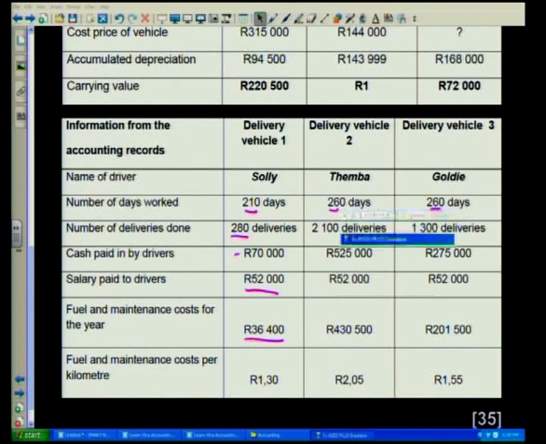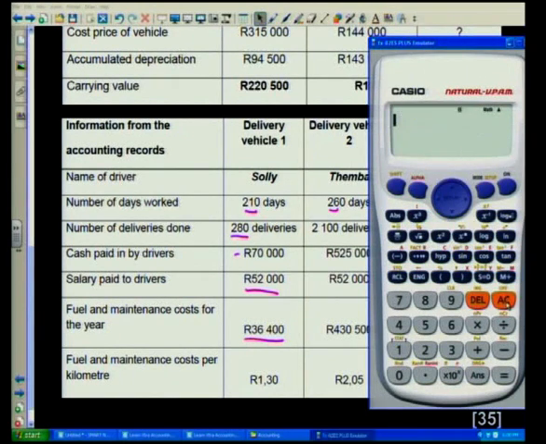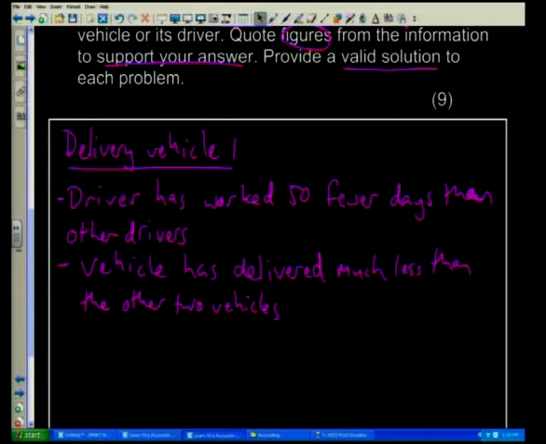Let's take a look at this information in more detail on the calculator. The vehicle has earned 70,000 Rand, but it's paid out a salary of 52,000 Rand to the driver, and it has paid out fuel and maintenance costs of 36,400 Rand. Can you see that that vehicle is making a loss of 18,400 Rand? That's the third possible point. This vehicle is running at a loss.